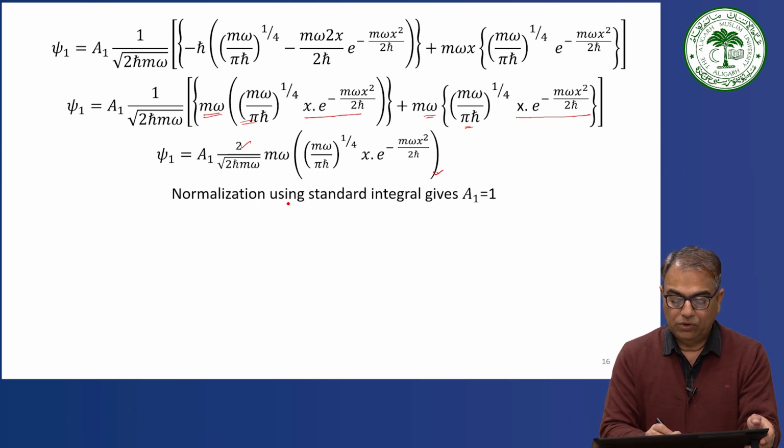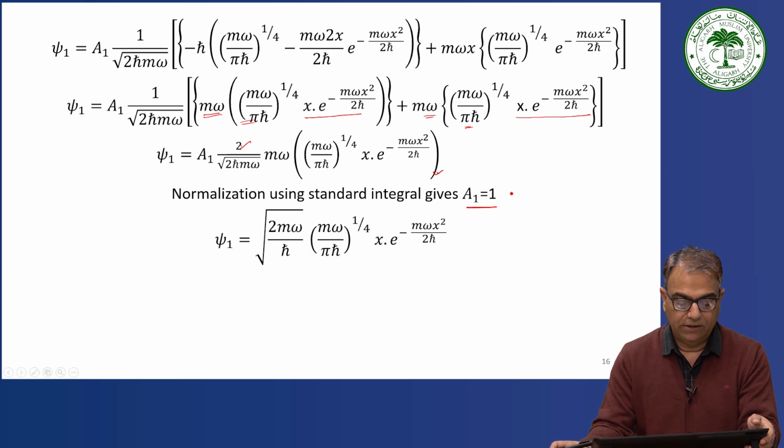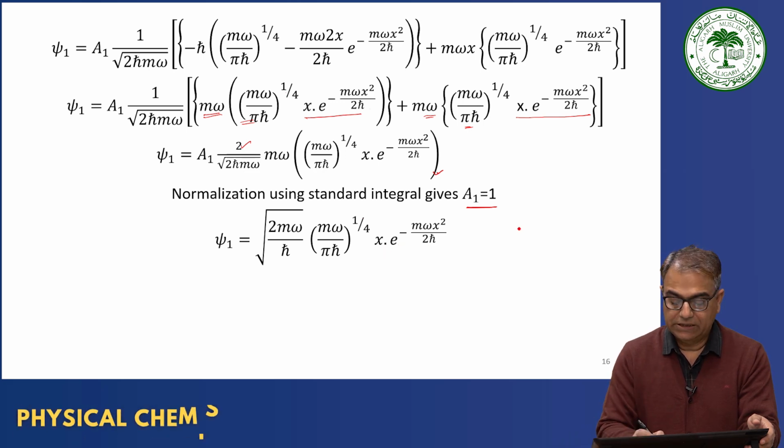Now you use normalization using a standard integral, which gives a1 equal to 1. If you use this a1 equal to 1, then you get psi 1 equal to root 2 m omega over h cross, times (m omega over pi h cross) to the power 1 by 4, times x times exponential of minus m omega x square over 2 h cross.